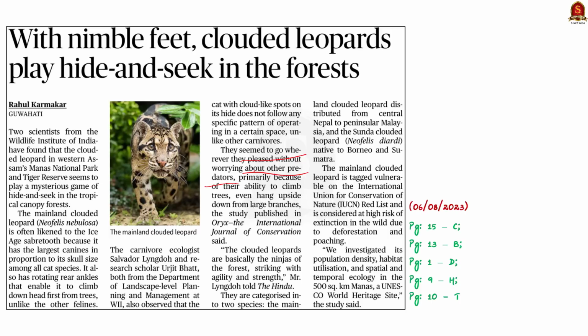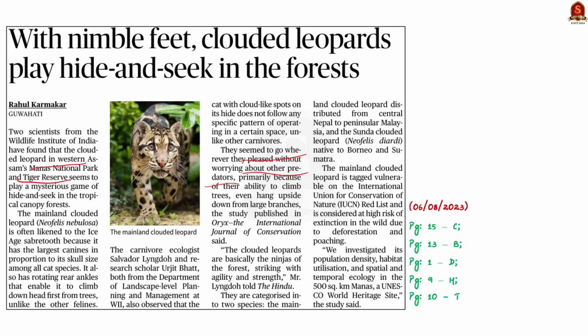They have also found that clouded leopards used a variety of habitats including forest, grasslands and rivers. See, the clouded leopard is a vulnerable species and it is at risk of extinction. The study was conducted by scientists in Manas National Park, which is a UNESCO World Heritage Site. This is about the crux of the news article given here.